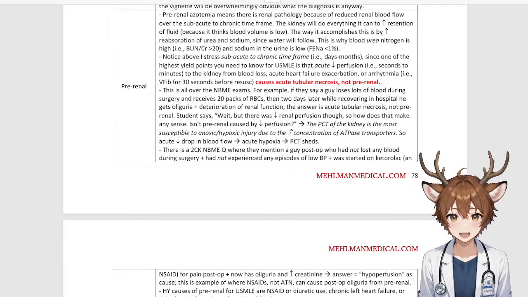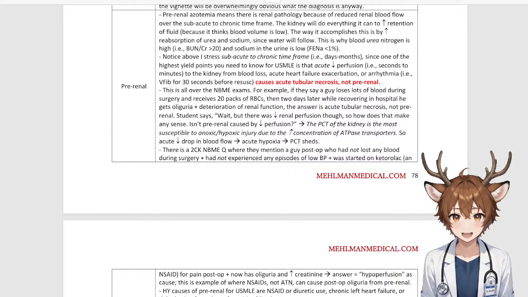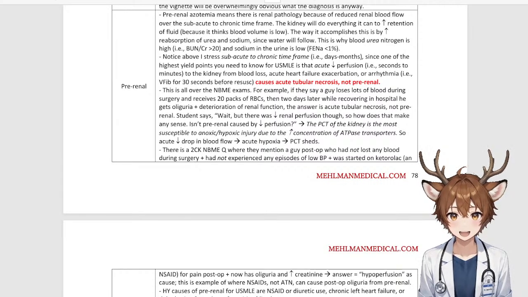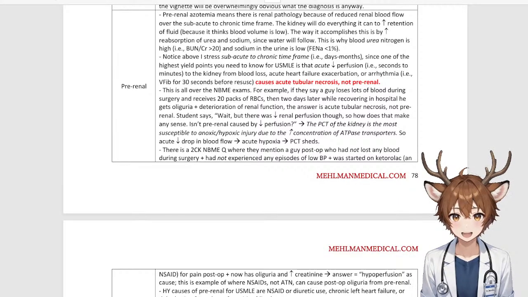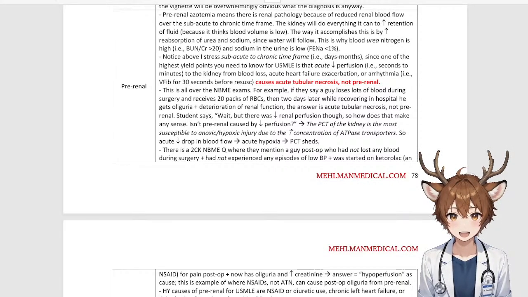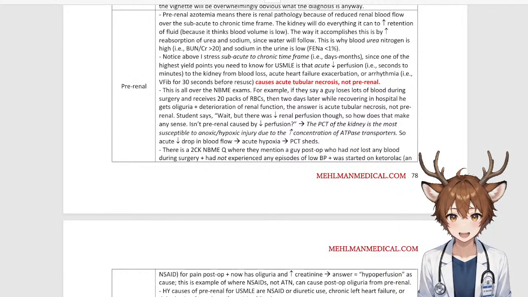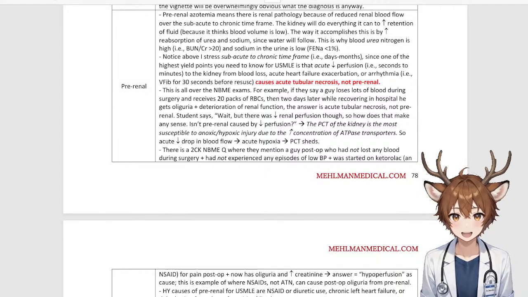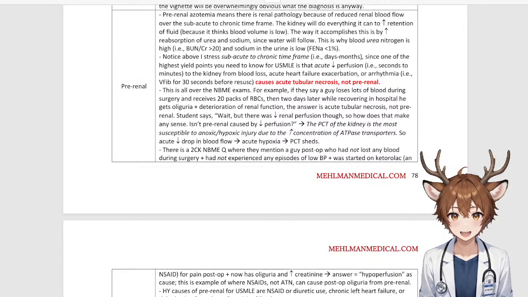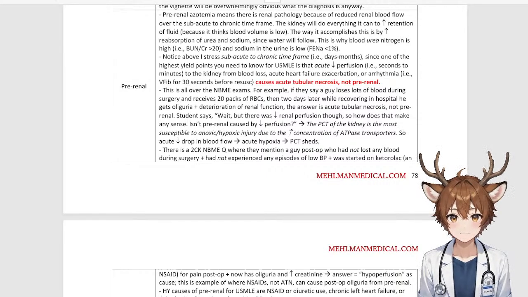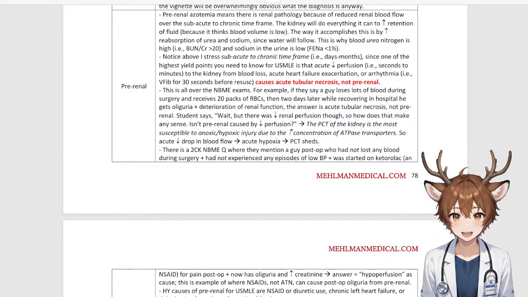Notice above I stress subacute to chronic time frame, i.e. days and months, since one of the highest yield points you need to know for USMLE is that acute decreased perfusion, i.e. seconds to minutes to the kidneys from blood loss, acute heart failure exacerbation, or arrhythmia, i.e. VFib for 30 seconds before resuscitation, causes acute tubular necrosis, not pre-renal. This is all over the NBME exams.